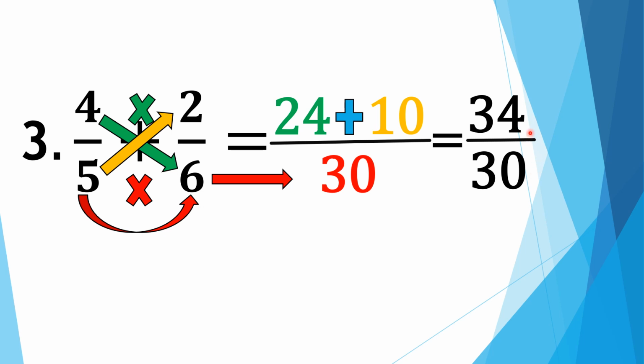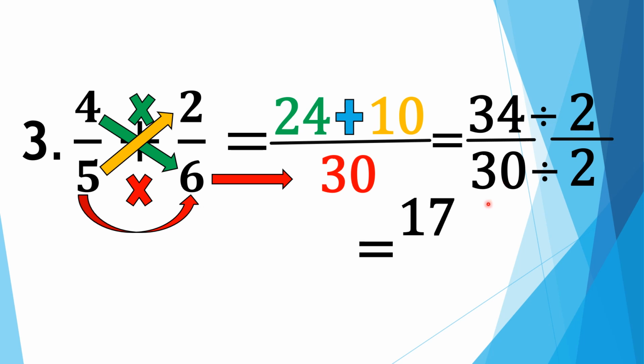The highest common factor of 34 and 30 is 2. So 34 divided by 2 and 30 divided by 2. 34 divided by 2 is equal to 17. 30 divided by 2 is equal to 15. 17 over 15 is already in the lowest term. So this is an improper fraction. We can change it into a mixed number by dividing the numerator and the denominator.